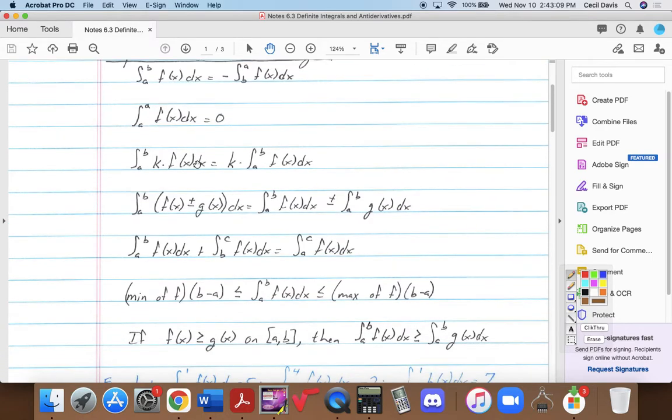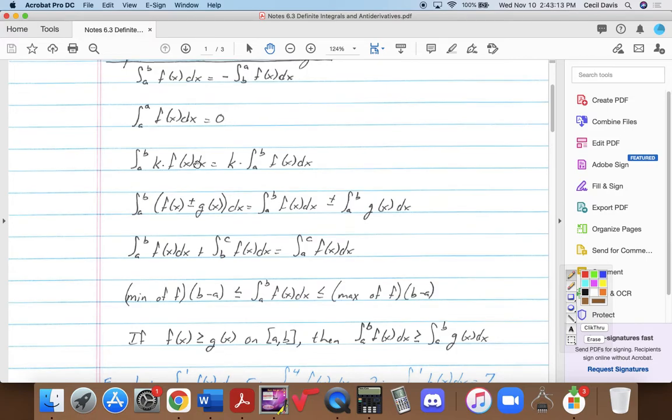My all-time favorite one: the integral from a to a of f of x is 0. Because how much area is in between your two hands when you squish them together like that? 0. None.